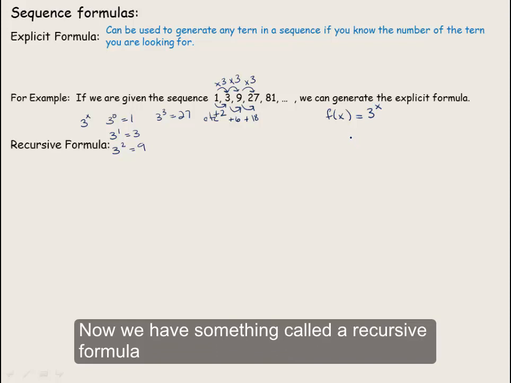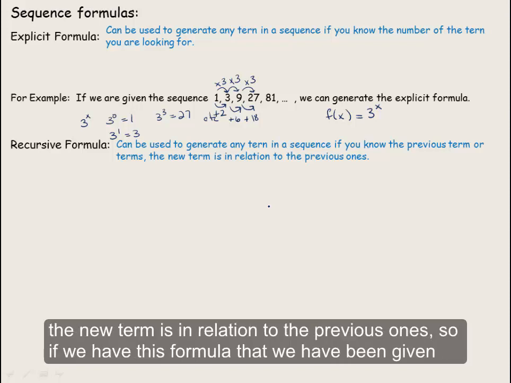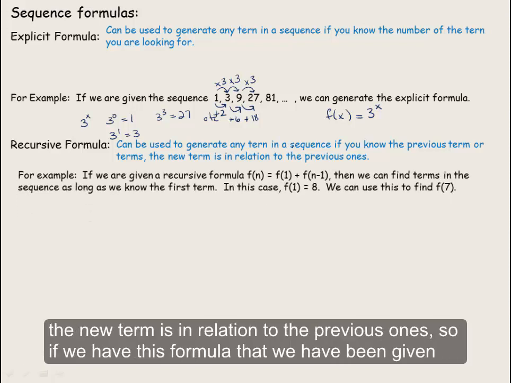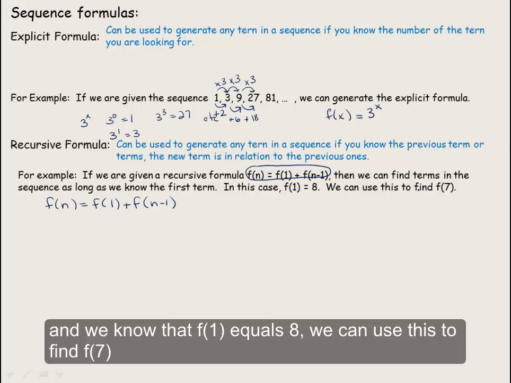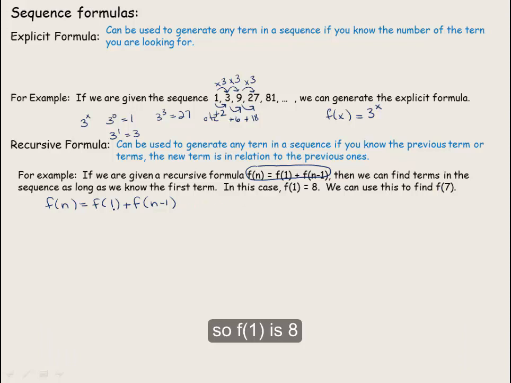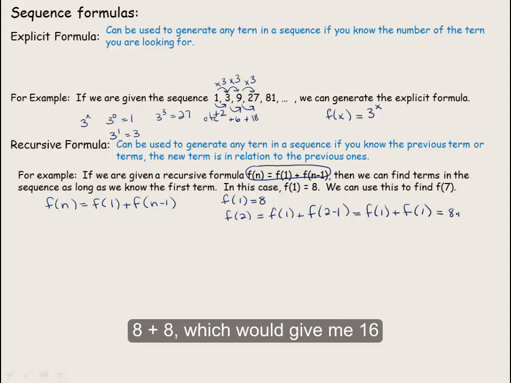Now we have something called a recursive formula. Recursive formulas can be used to generate any term in a sequence if we know the previous term. The new term is in relation to the previous one. So if we have this formula that we've been given, f of n is equal to f of 1 plus f of n minus 1, and we know that f of 1 equals 8, we can use this to find f of 7. So f of 1 is 8. F of 2 would be f of 1 plus f of 2 minus 1, so it would be f of 1 plus f of 1, which would give me 8 plus 8, which will give me 16.